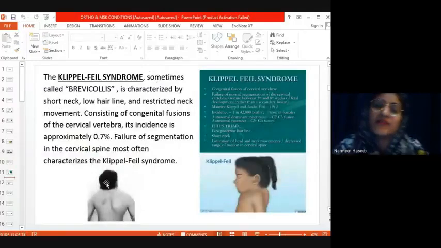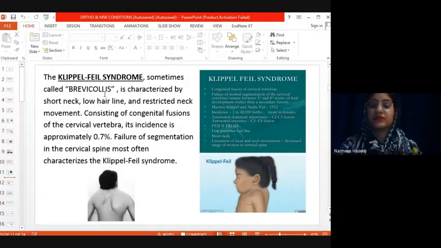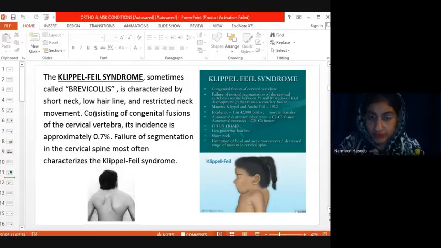The next we have is the Klippel-Feil syndrome, sometimes called brevicollis. So we call the Klippel-Feil syndrome brevicollis as well. It is characterized by a short neck, low hairline, and restricted neck movement, consisting of congenital fusions of the cervical vertebrae. Its incidence is approximately 0.7%. Failure of segmentation of the cervical spine most often characterizes the Klippel-Feil syndrome. So this is the Klippel-Feil syndrome. You can see it over here.